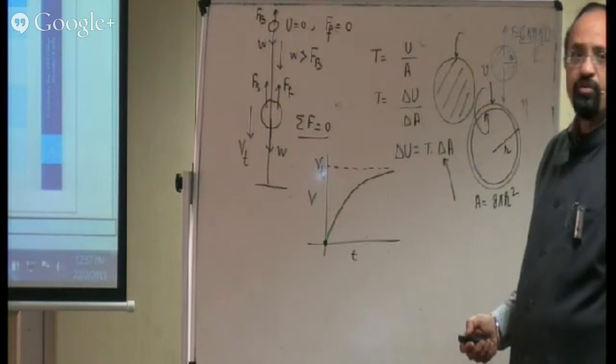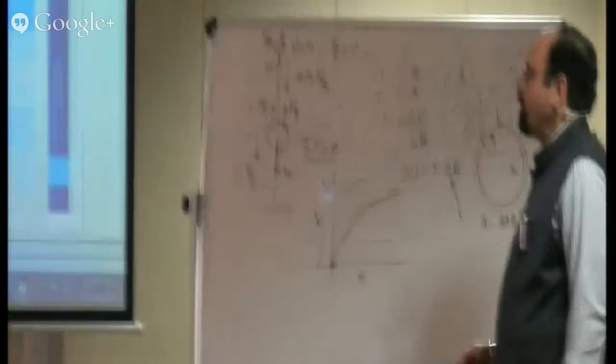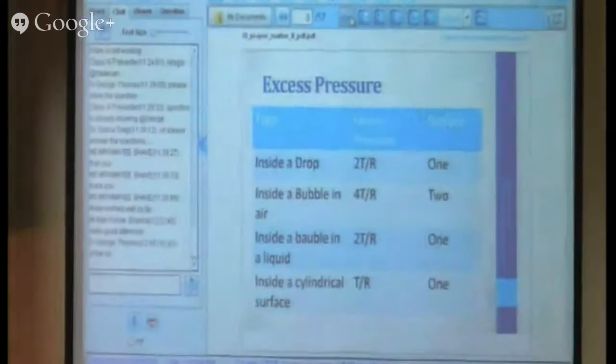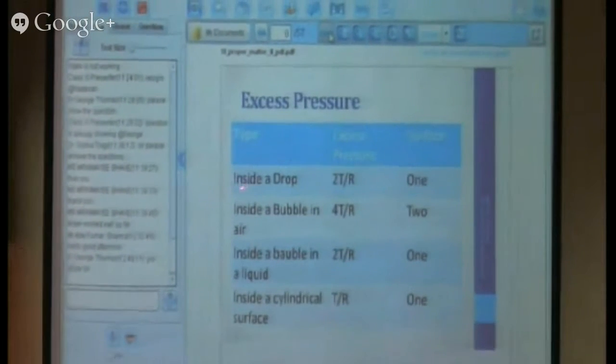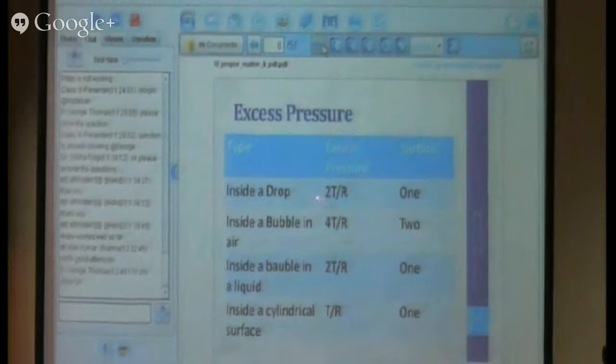Due to surface tension, we have one very interesting property. We have an excess pressure. In case of a drop, the excess pressure is 2T by R, where T stands for the surface tension. You may find in some cases people use T as the symbol for surface tension, in some cases they use sigma. That doesn't matter, the symbol can be any. But the main feature is how the things are related.